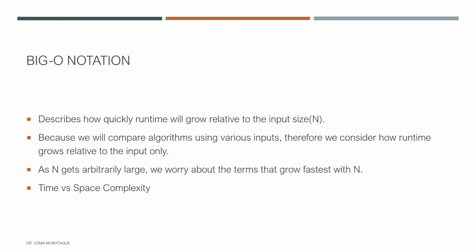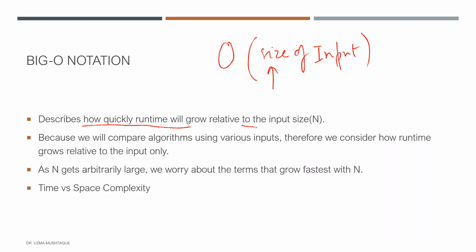Now, what is this big O notation? We write it with a big O, and this is how we represent it in terms of the size of the input. Whatever the size of the input, it captures the number of operations that take place, or how quickly the runtime of your algorithm grows relative to the size of your input. That's the basic definition of big O.